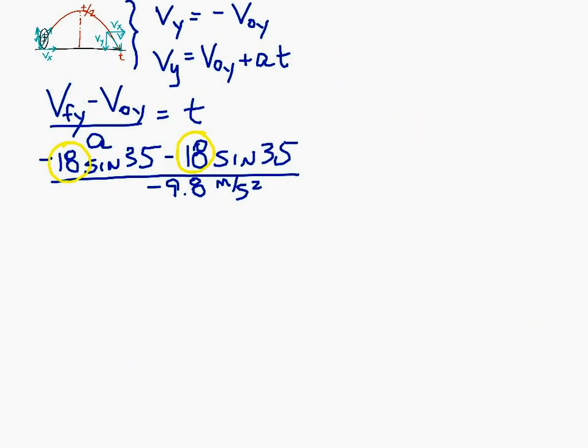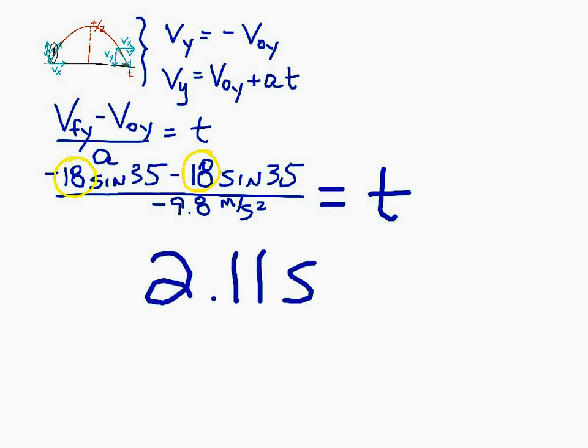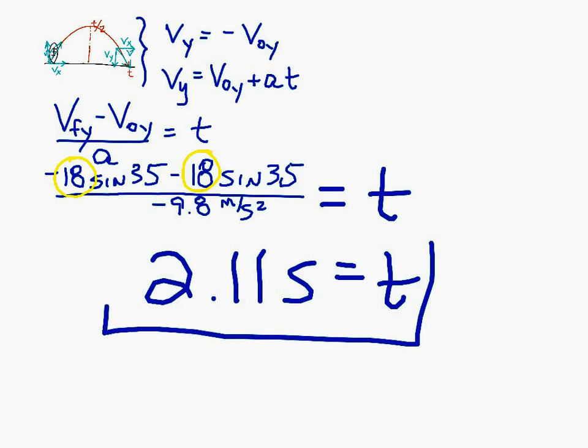Okay, now that we've done that, we can go ahead and finish this problem. In the last portion of the problem, we'll go ahead and plug some numbers in. Of course, we know that that's all equal to t, and when we run that through our trusty calculators, we're going to get about 2.11 seconds is equal to time. We've dealt with significant figures, and we've boxed in our answer.